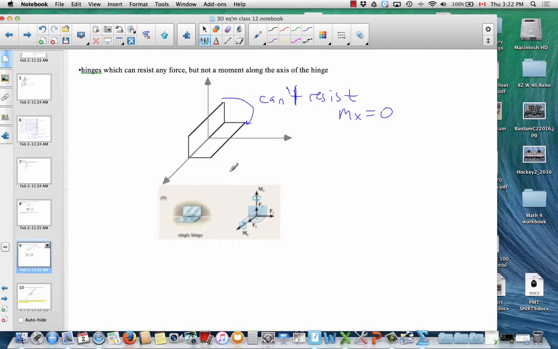Now, you can get moments in other directions. If you try and rotate this hinge about the z-axis, it will react. There will be a reaction moment. Similarly, if you try and, say, push this side up and this side down and rotate it around the y-axis, it will also resist that.